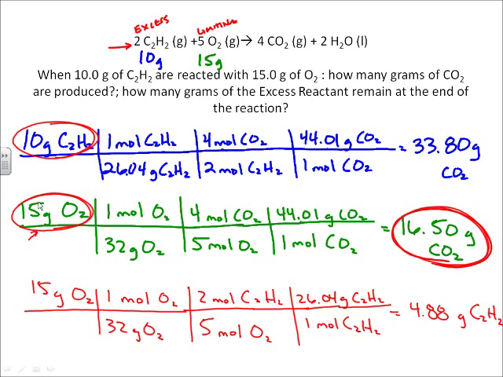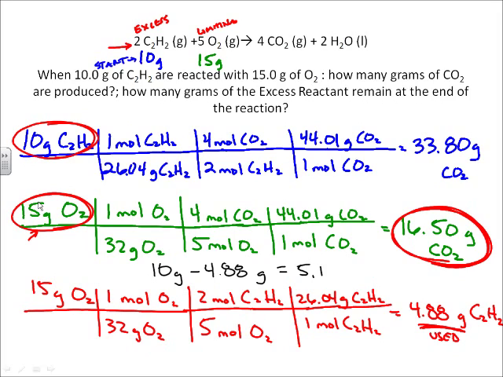Well, so if this is how much we used, and we started with 10 grams, now to find out how much is left over, you're going to find the difference between those. So 10 grams minus 4.88 grams is going to be equal to 5.12 grams. So if you're trying to find out how much of your excess reagent is left over, your excess reagent is the C2H2. And this will tell you how much of the C2H2 is left over.